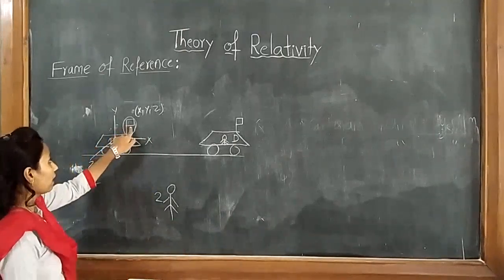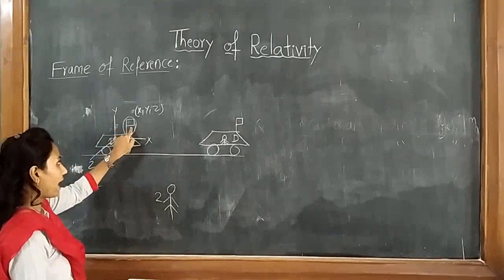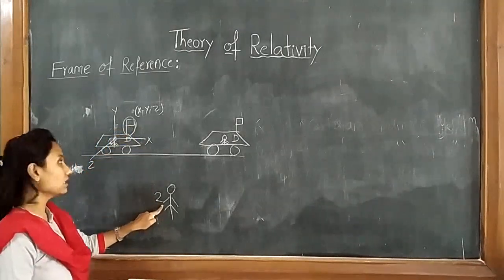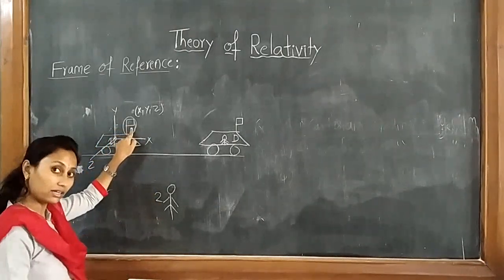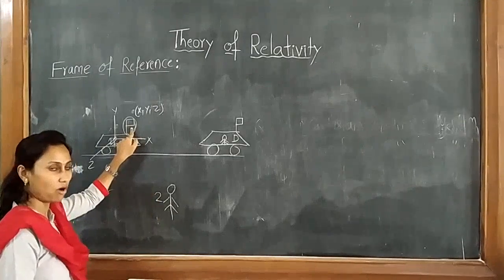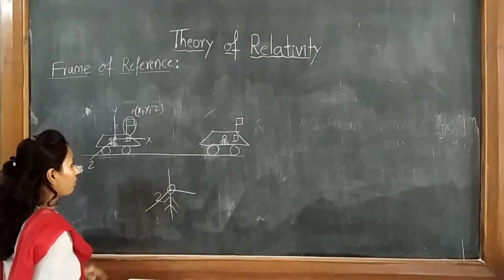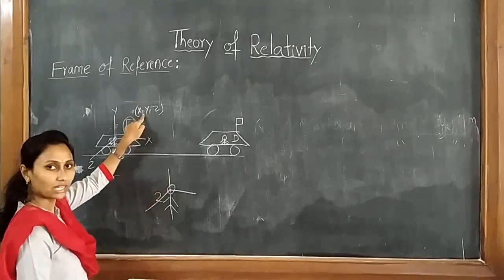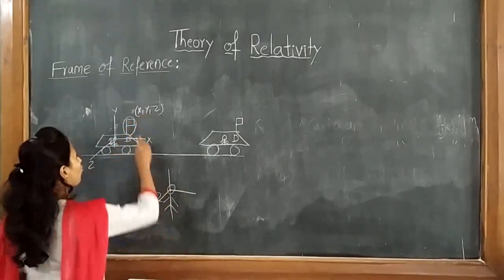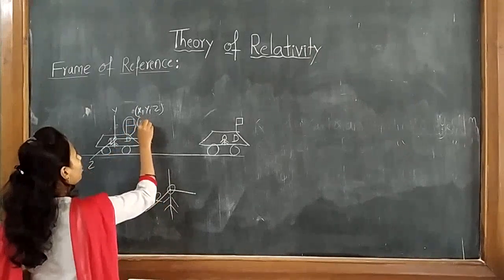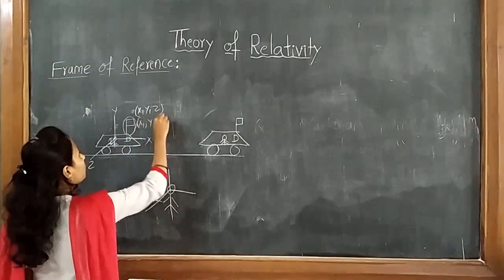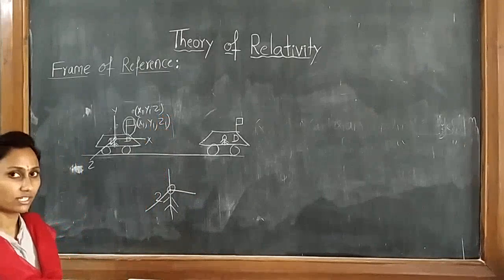And at the same time, when the car is here, when the flag is here, the second person is also observing the flag and he also defines the position of the object. According to him, acting as the second frame of reference, the coordinates will definitely change, and those coordinates are x1, y1, z1. This is the first case.